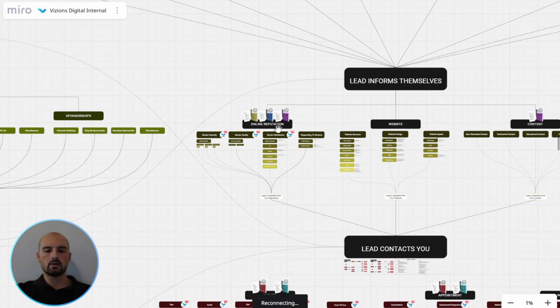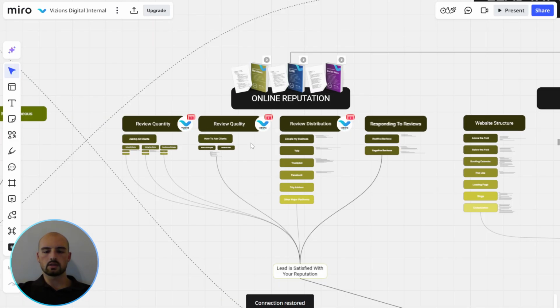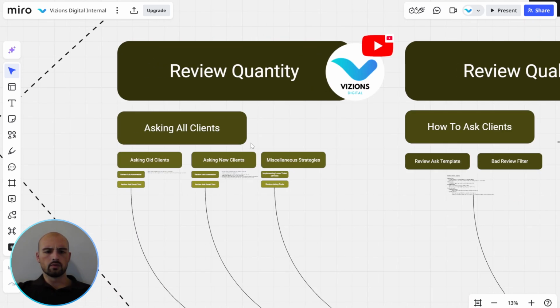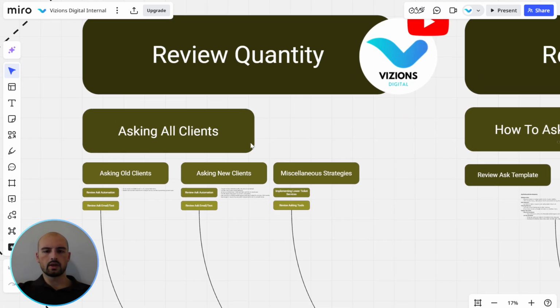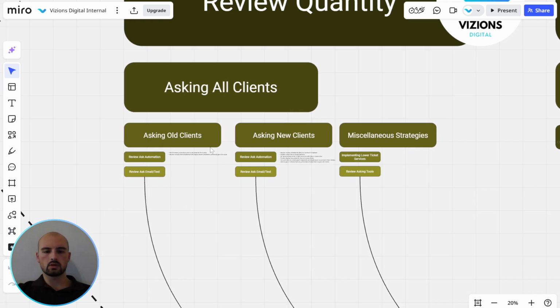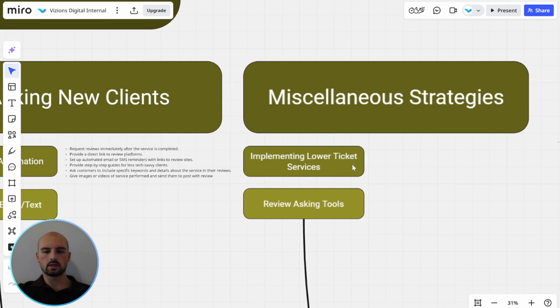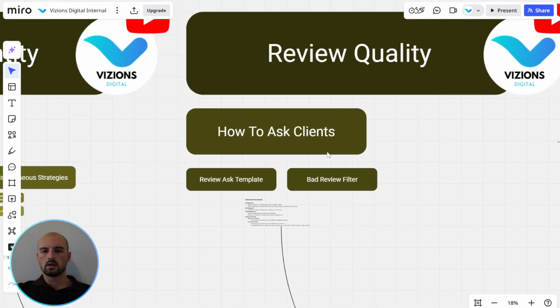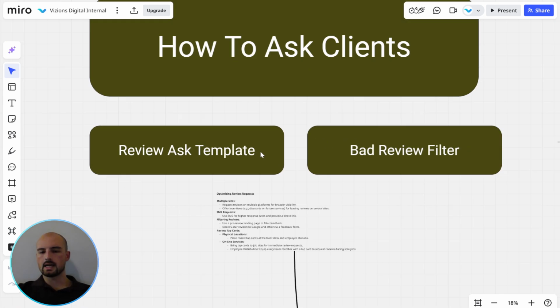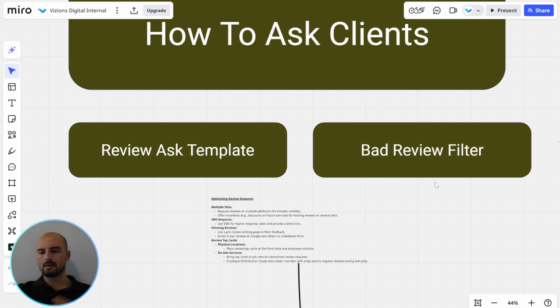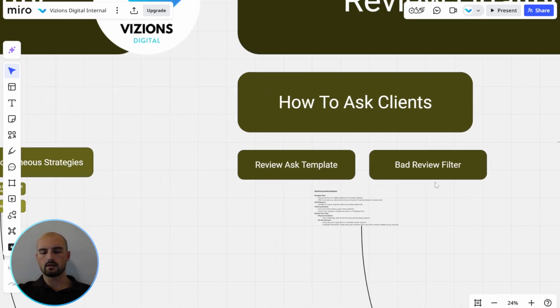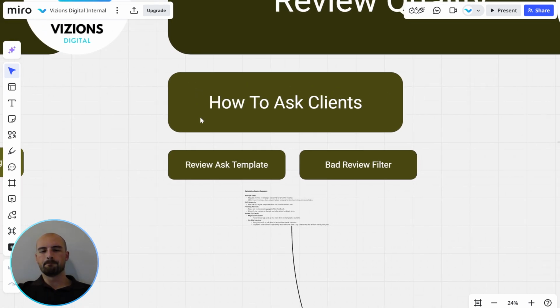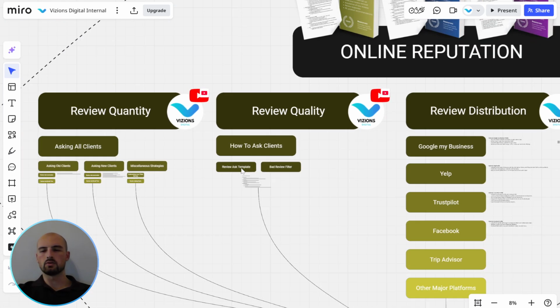Now let's go back here and see if there's anything else we could talk about. Again, review quantity, just to go through the whole thing: you want to get more reviews, so ask your old clients, ask your new clients, get some low ticket services, get some tools to get reviews. You want to get high quality reviews: ask them with a template, get a bad review filter so the bad reviews get filtered. You could ask them with a template just to automate the process, but most likely you're going to want to do it manually.